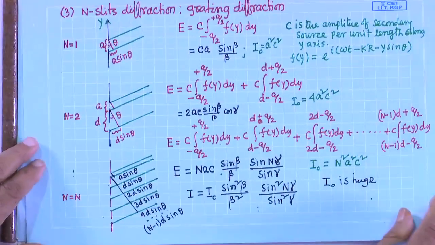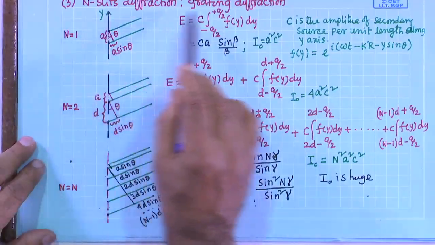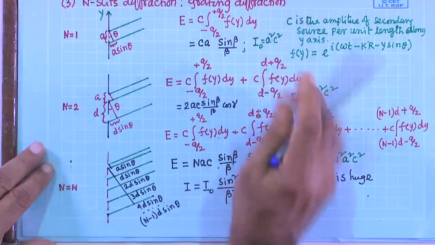Now, if you consider n slit diffraction, you can proceed in the same way. So, that is the grating diffraction.